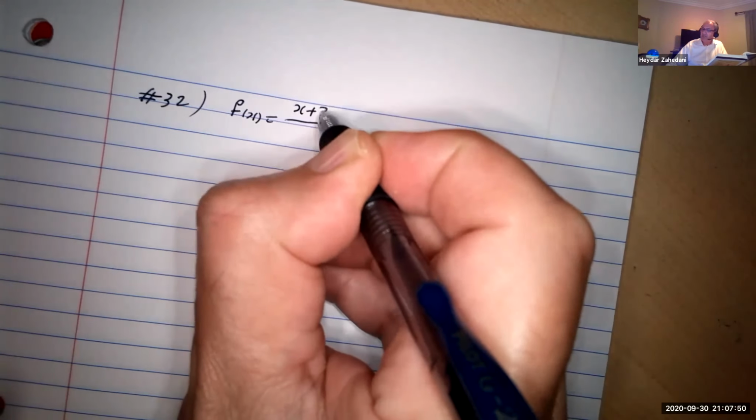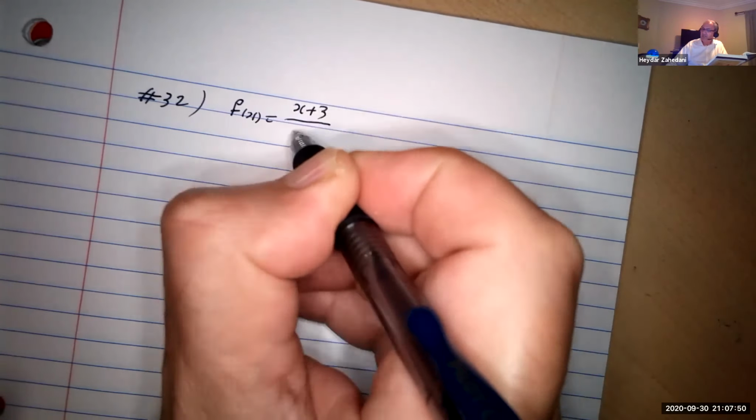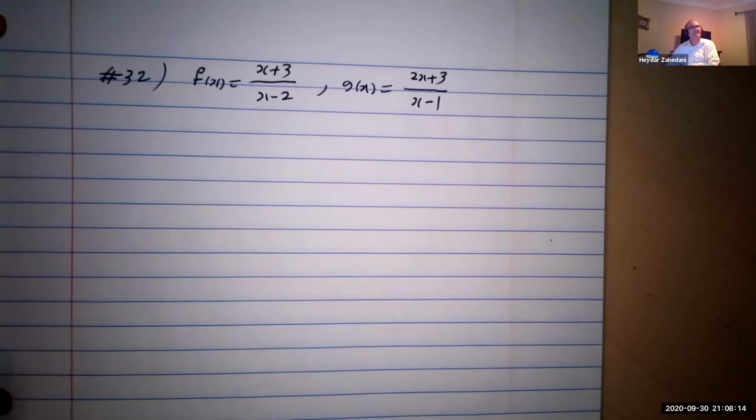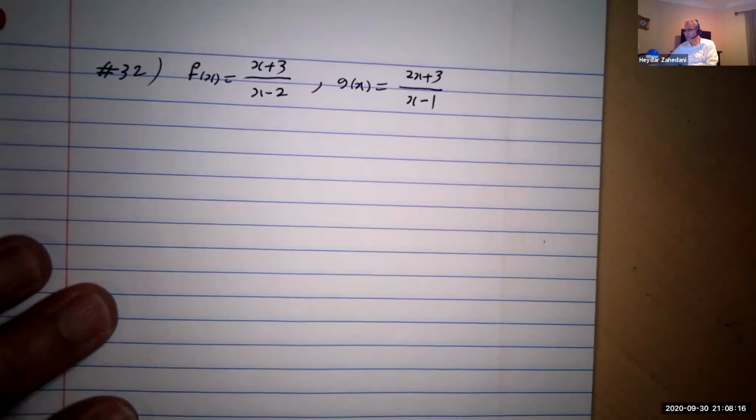Okay, there you are. This is going to be the type 3 that we talked about. f of x equal to x plus 3 over x minus 2. This is one function, and the other one is g of x. The g of x is 2x plus 3 over x minus 1. You pick one of them, it doesn't matter. Pick the first one or the second one. I picked the second one for you for this one so that you can see it. Just for a change, I picked the other one for you to get the first one.